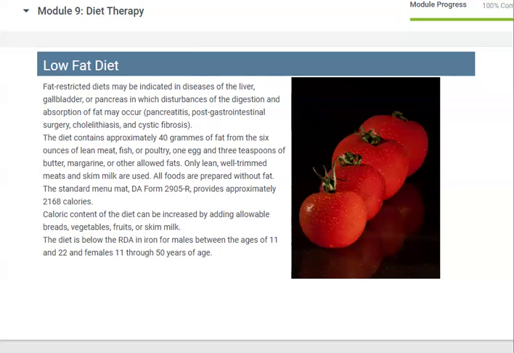The standard menu mat, DA Form 2905, R, provides approximately 2,168 calories. Caloric content of the diet can be increased by adding allowable breads, vegetables, fruits, or skim milk. The diet is below the RDA in iron for males between the ages of 11 and 22 and females 11 through 50 years of age.